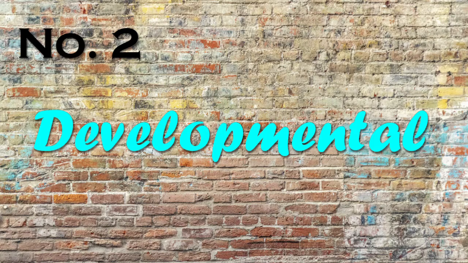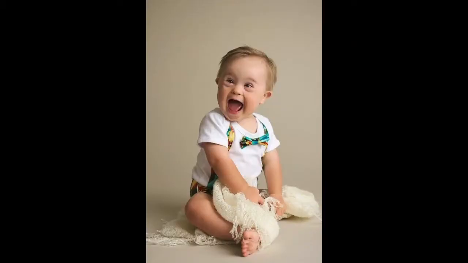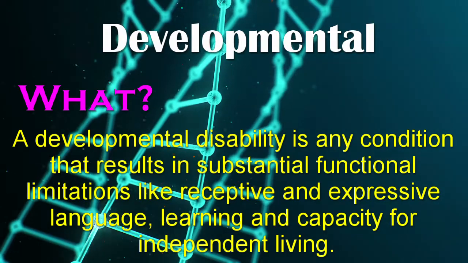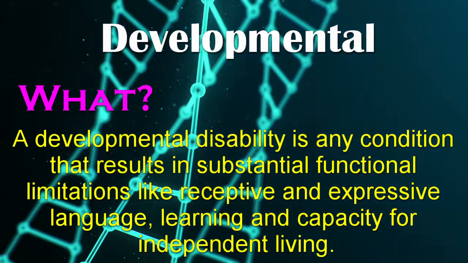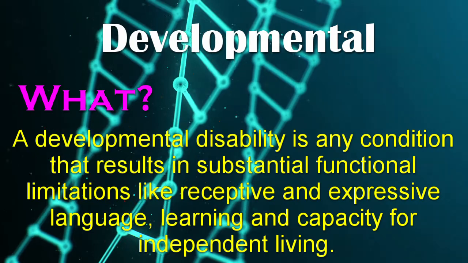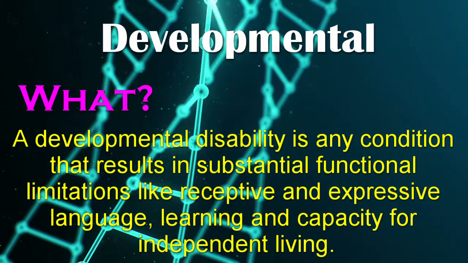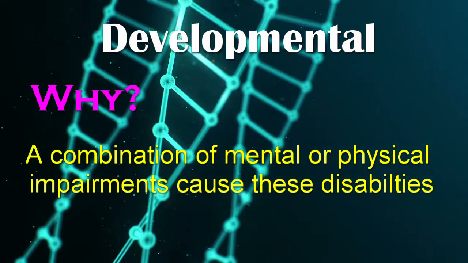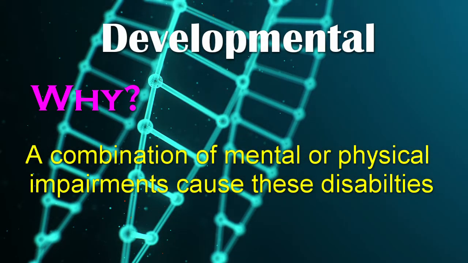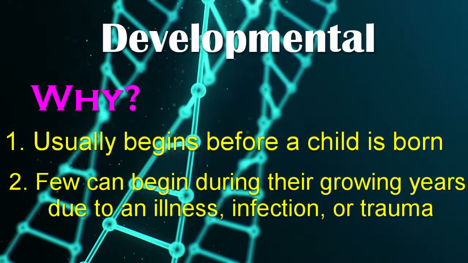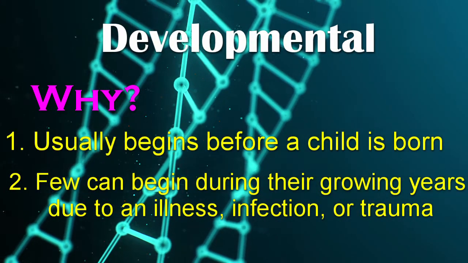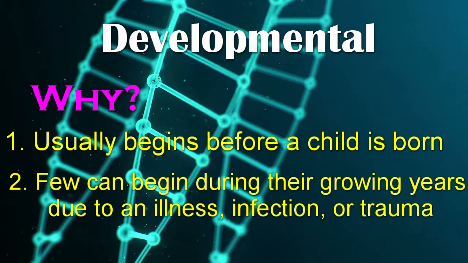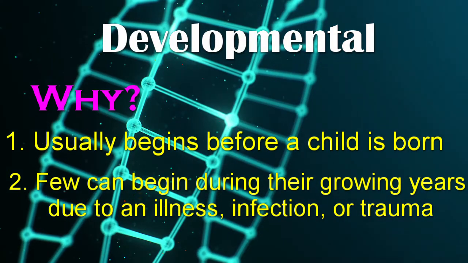Number 2. Developmental, like autism, Down syndrome, and Fragile X syndrome. A developmental disability is any condition that results in substantial functional limitations like receptive and expressive language, learning, and capacity for independent living. A combination of mental or physical impairments cause these disabilities. Most developmental disabilities in children usually begin before a child is born, while a few can begin during their growing years caused by an illness, infection, or trauma.